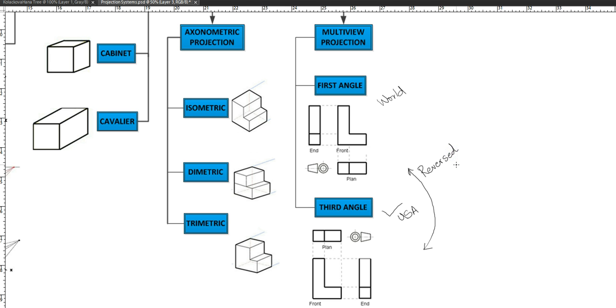Okay, so if you are working for a project in the US, you will place your sheet drawing like this. If you are working in China or in India, you would place your drawing on your sheet like this.